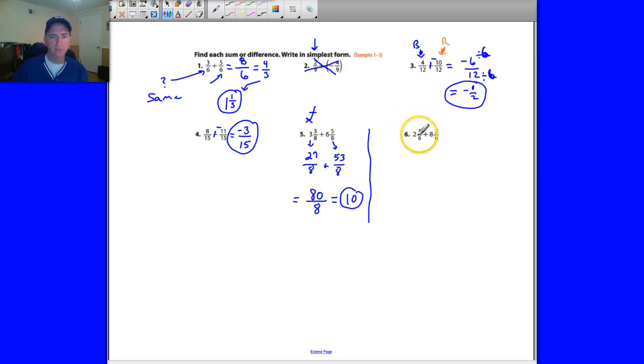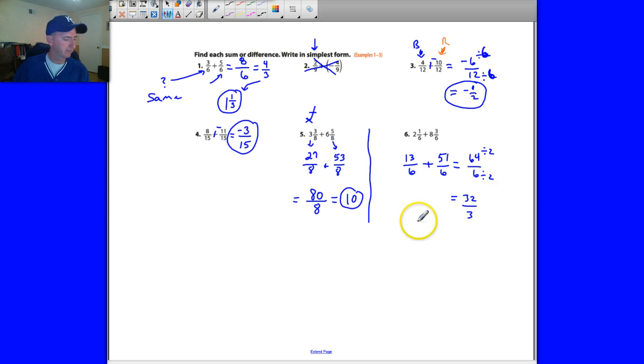Well, let's do the same thing. 2 times 6 plus 1 is 13 over 6, plus 8 times 6 plus 3. Okay, 8 times 6, 48, 49, 50, 51. Sixths. We add those together, and we get 64 over 6. So look for a common factor. There is a common factor of 2, so let's divide both of them by 2 to reduce it. 64 divided by 2 is 32. 6 divided by 2 is 3.